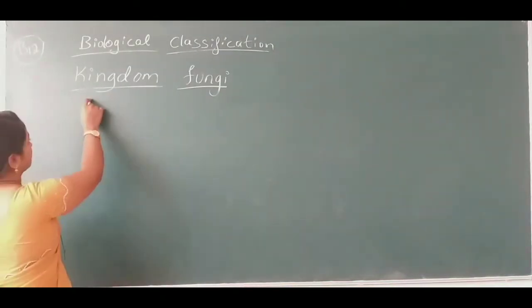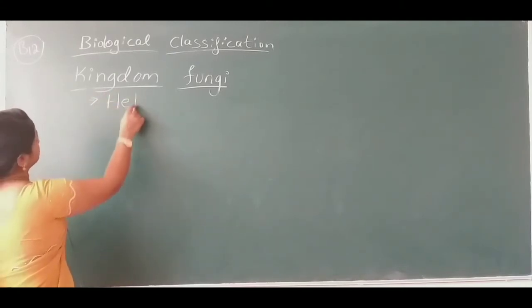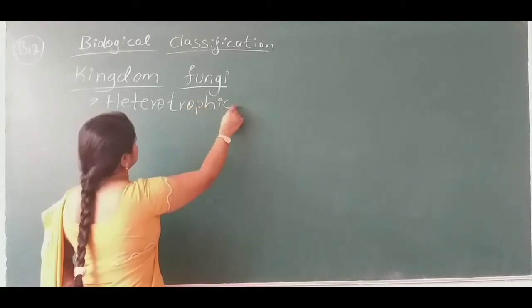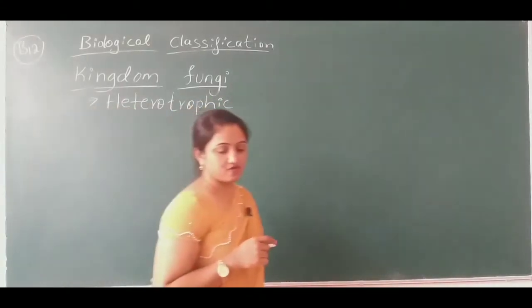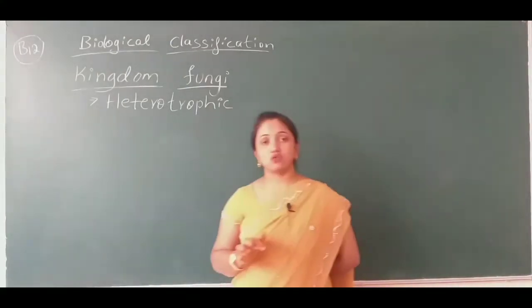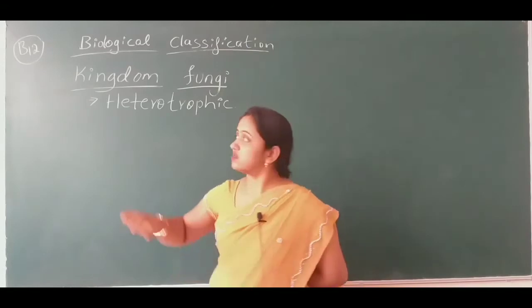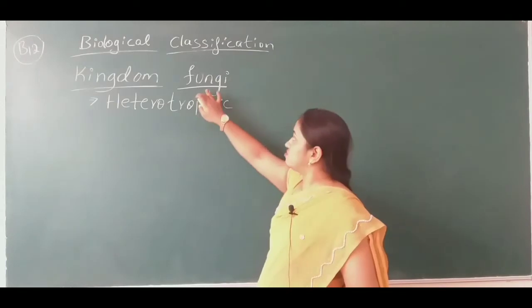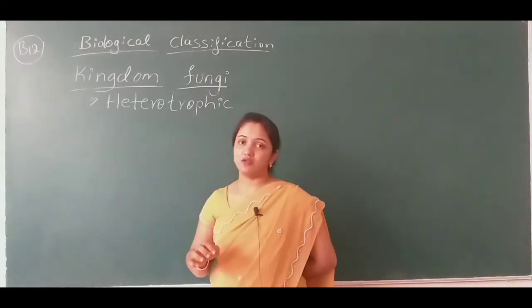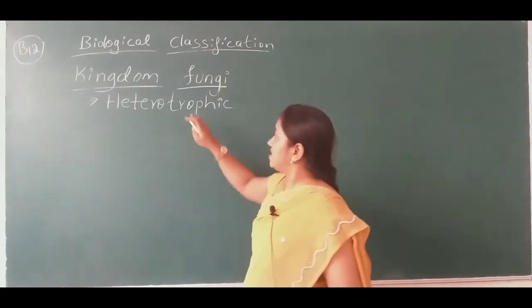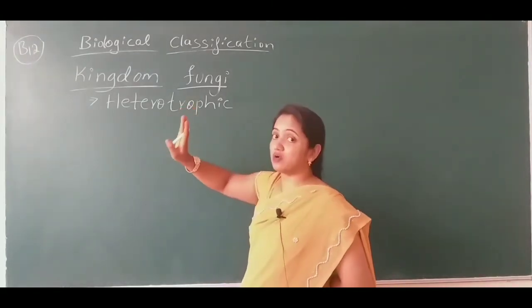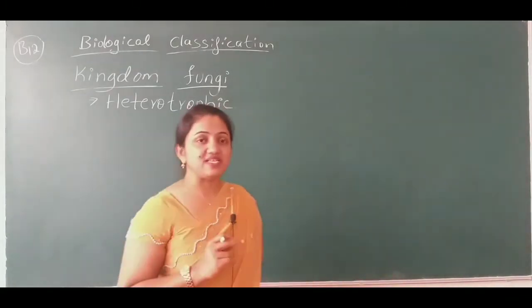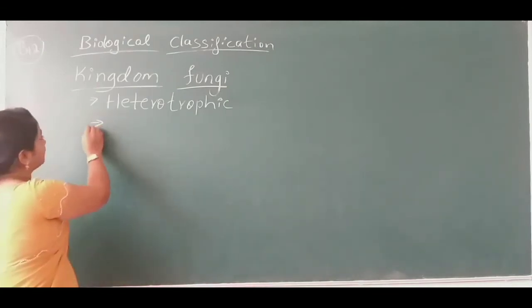The organisms are heterotrophic. For food and nourishment, the fungi depend on other organisms. It is not going to produce any kind of food. It is not a photosynthetic organism, not a producer or autotrophic organism. It is a heterotrophic organism.